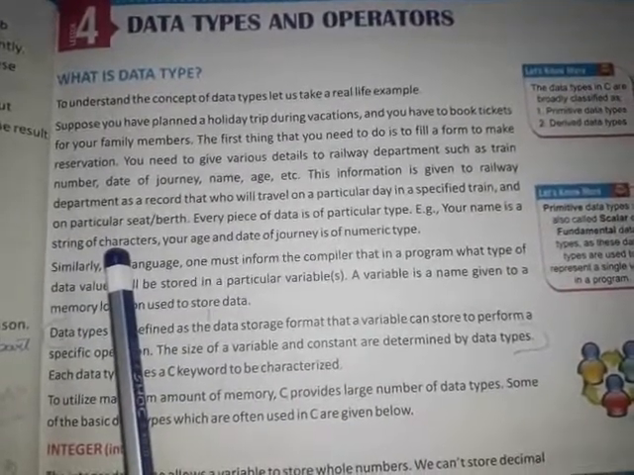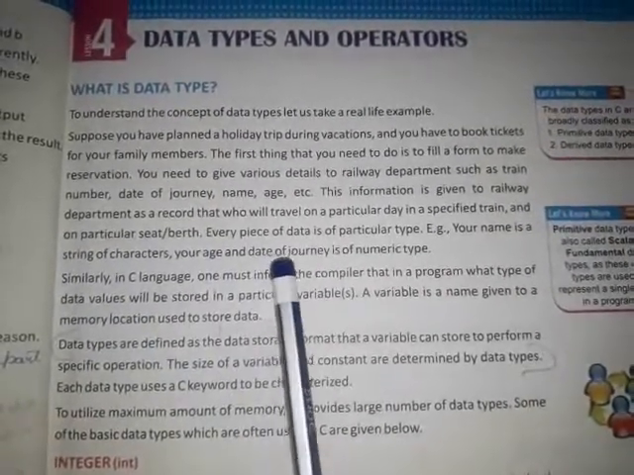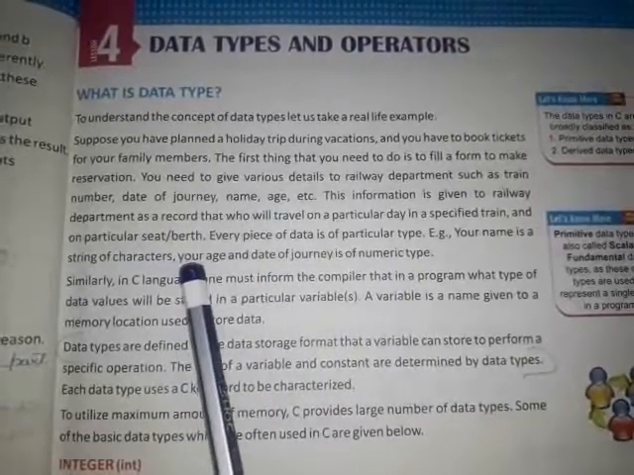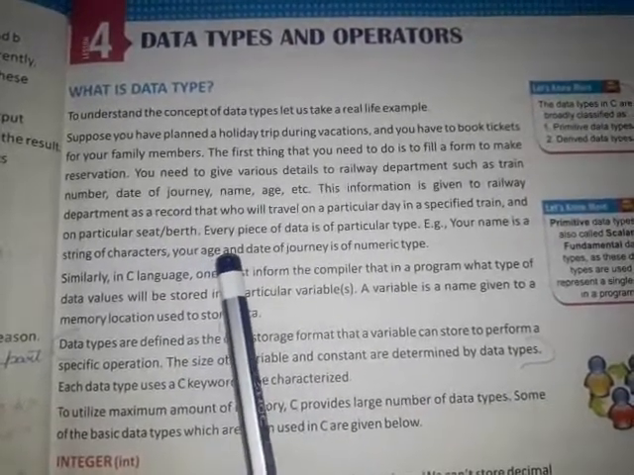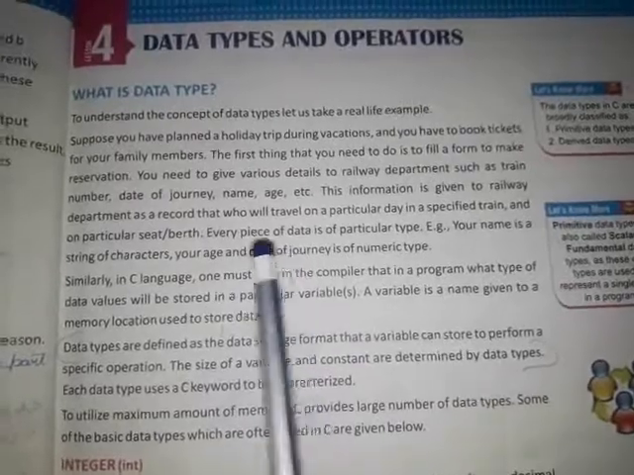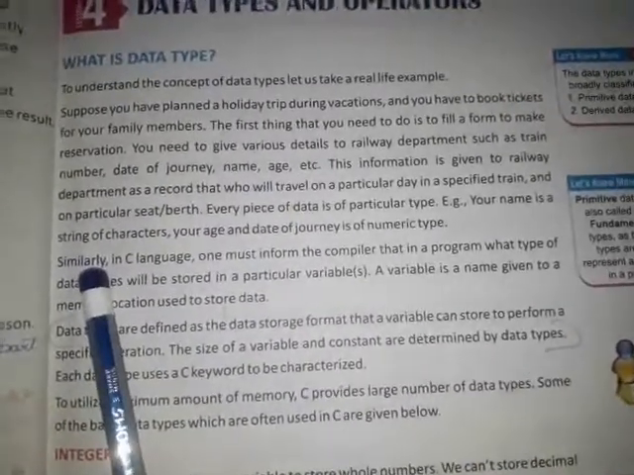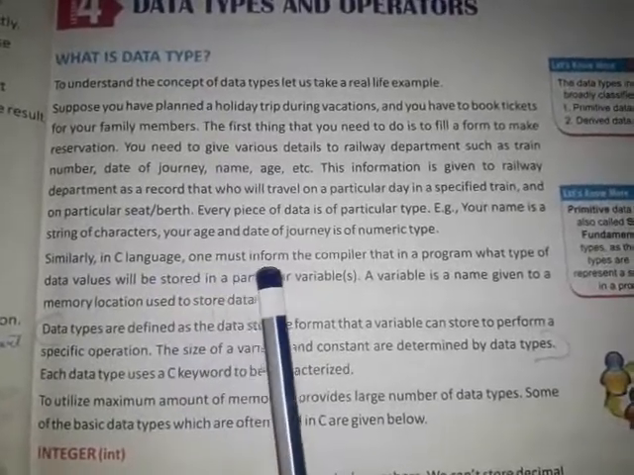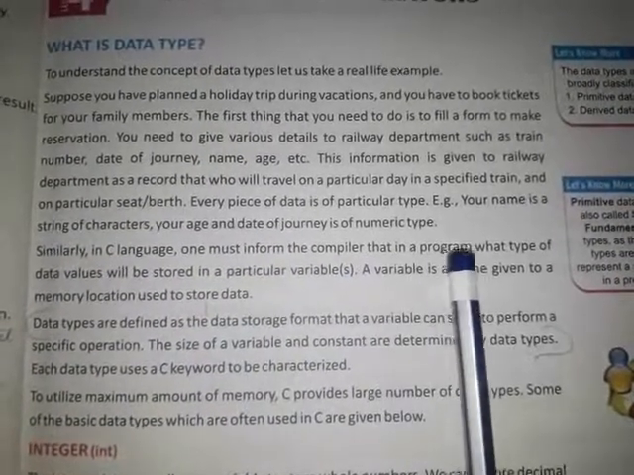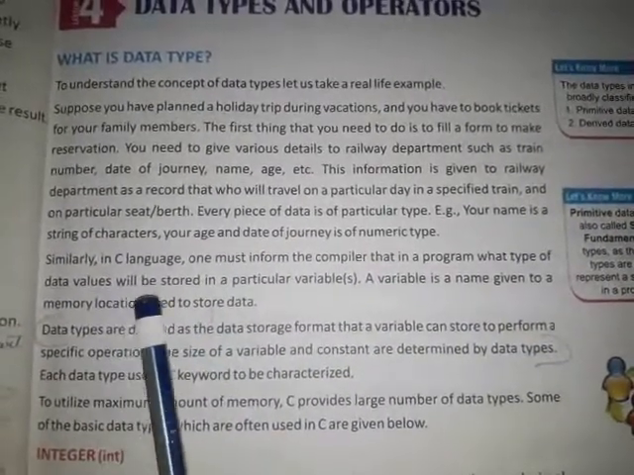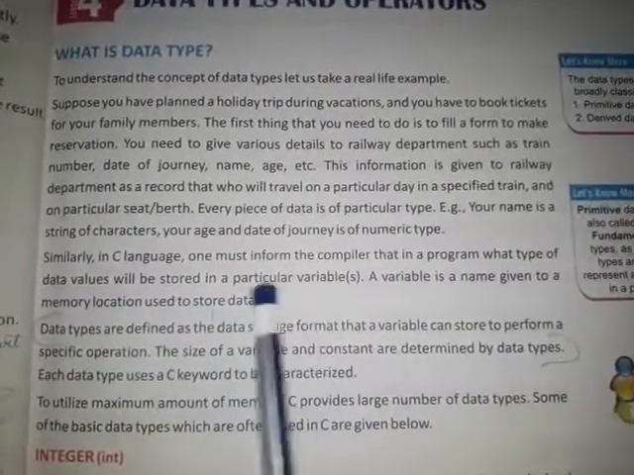Your age and date of journey are of numeric type. When you fill the age and date of journey, it is of numeric type. So both these are different types of data which you fill in the form. Similarly, in C language, one must inform the compiler what type of data values will be stored in a particular variable.